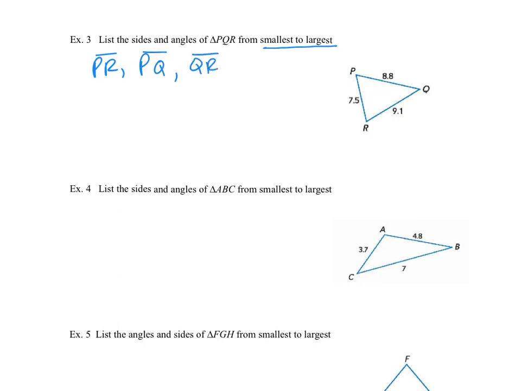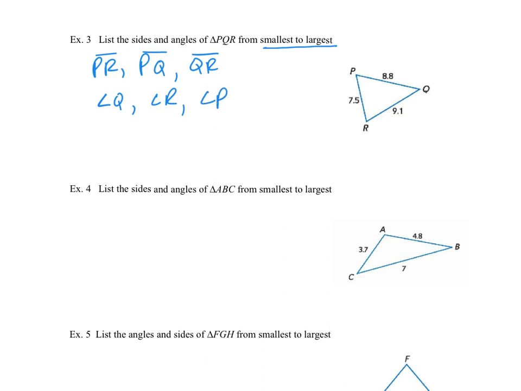Okay, so now we can use our theorem to say the smallest angle will be opposite the smallest side. So PR is the smallest side, so that means the smallest angle is angle Q. Okay, and then the next bigger side would be the 8.8, so that means the next bigger angle would be the angle opposite that, so that would be angle R. And then the largest side is going to be opposite the largest angle. So I said that backwards. The largest angle is going to be opposite the largest side. So QR is the largest side. That makes angle P the largest angle.